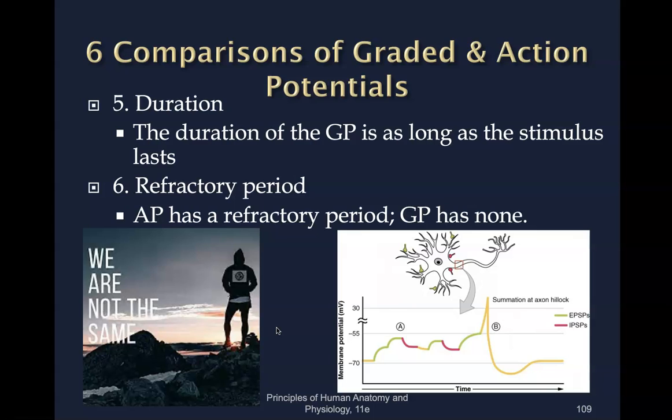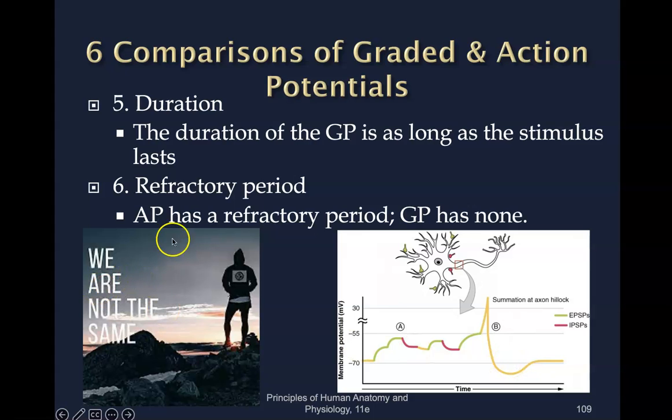The duration of the graded potential is as long as the stimulus. So this is your 5th one, duration. The duration of the graded potential is going to be as long as the stimulus lasts, right? So this is going to be different for your action potentials, because your action potentials have a refractory period. So you have the action potential, but then you have this time period, right? Where even if the stimulus is still coming through, that axon is not going to be able to generate an action potential for this short time, that refractory period.